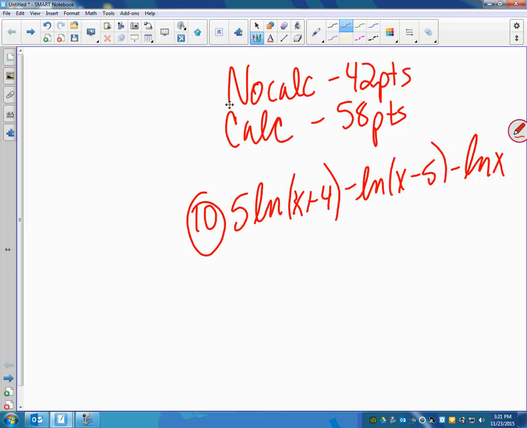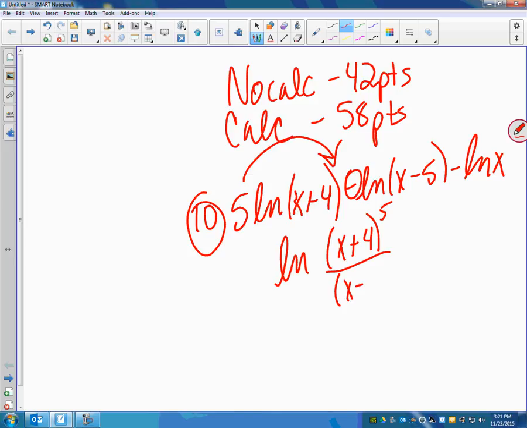We did one like this in our notes, where we divided twice and we simplified it, but most people didn't simplify that, right? We don't leave fractions within a fraction. We should definitely put that 5 up as an exponent. So you can say that's x plus 4 to the 5th. Subtraction means divide by x minus 5. And subtraction again means divide by x.